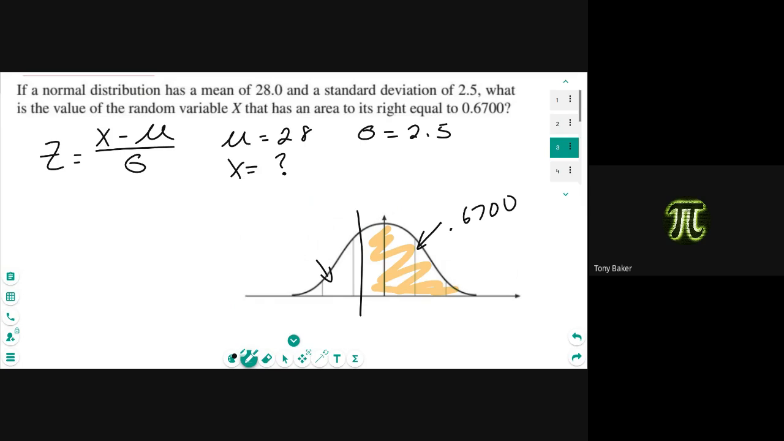That's not a Z, right? That's not my Z score. Otherwise, you'd be correct. That's a percent. So what's the whole percent? It's going to be 1, right? So I have to do 1 minus it to get the other side. So 0.3300 is on that side.